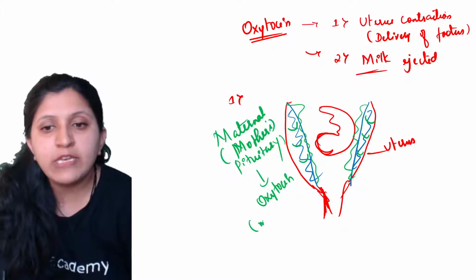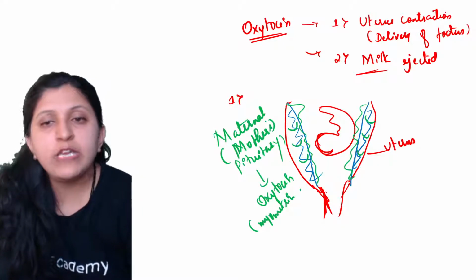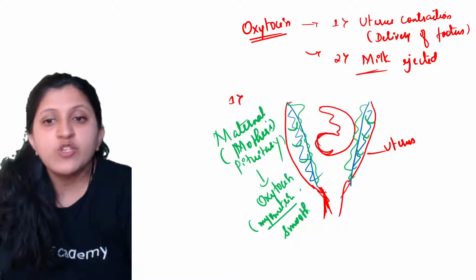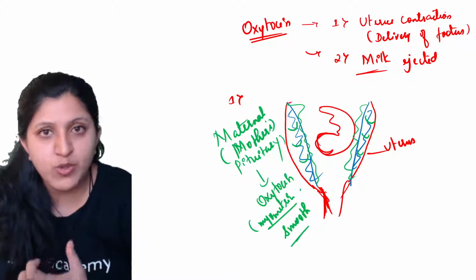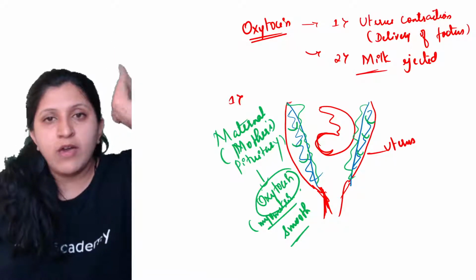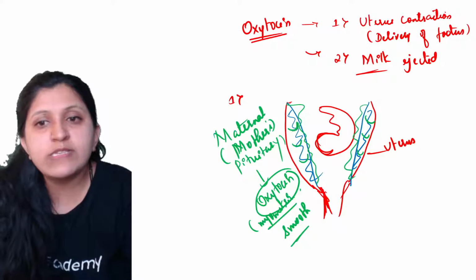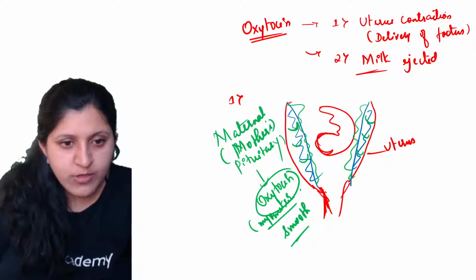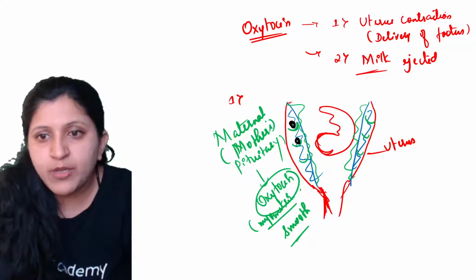Oxytocin receptors we can find in the myometrium, that is in the uterus, the smooth muscle. So the smooth muscles are going to receive this oxytocin because there are receptors. Oxytocin will be released by the maternal brain, that is the posterior pituitary, and here is the receptor. Now this is the oxytocin which is released, and it is going to bind with the receptor here.